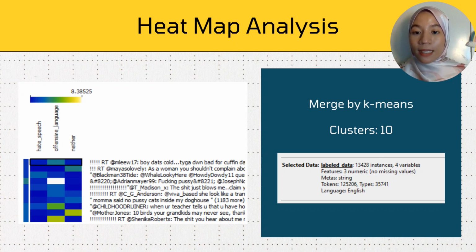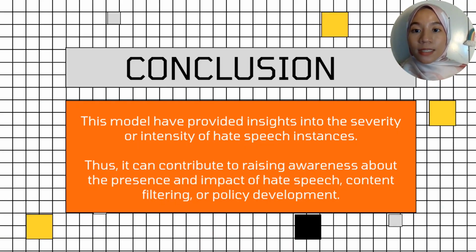And we can take another line as an example. The fourth line shows that the level of offensive language in this comment is very high and severe, which contributes to the yellow average color of this comment instance. As a conclusion, this analysis could help validate the effectiveness of our hate speech detection model. These patterns will provide insight into the characteristics and context of hate speech instances, and thus the information will contribute to raising awareness about the presence and impact of hate speech, content filtering, and policy development.